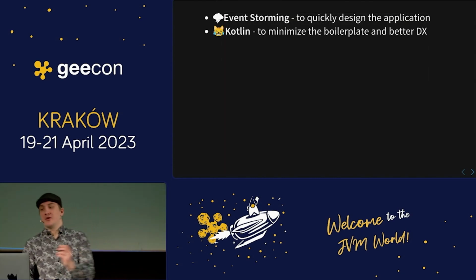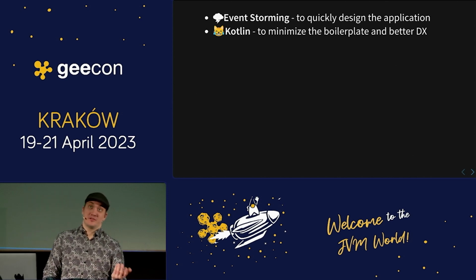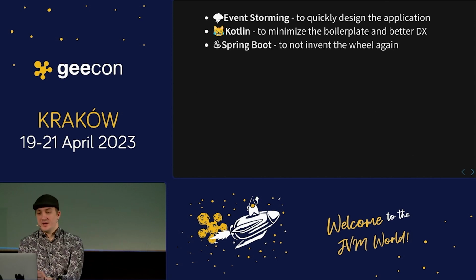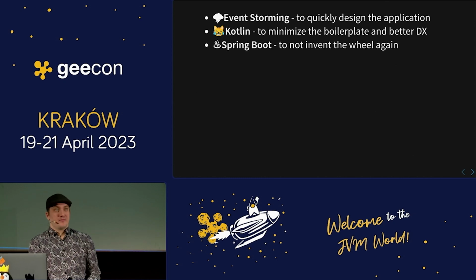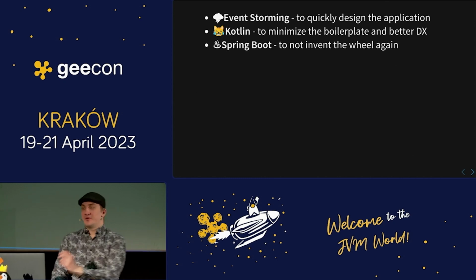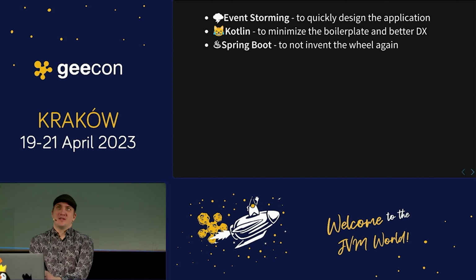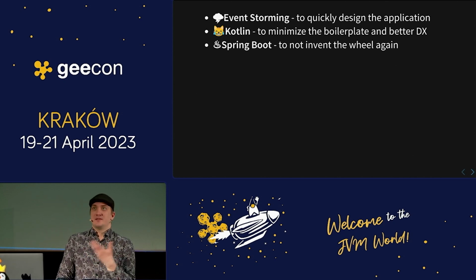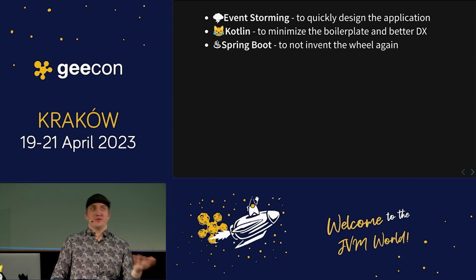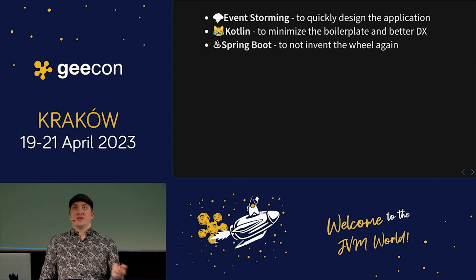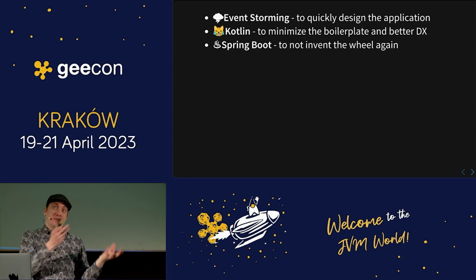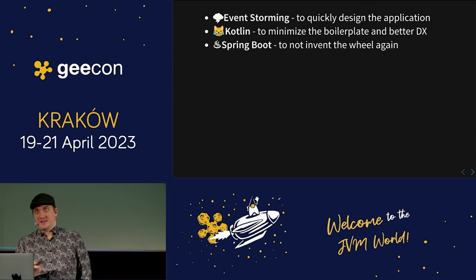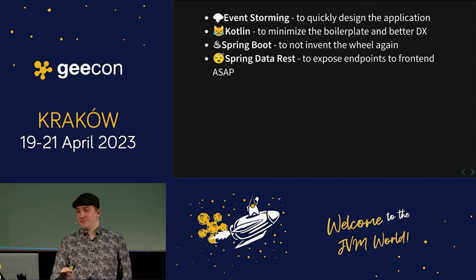We also picked Kotlin to minimize the boilerplate, for a better developer experience, and also I was familiar with this language. Of course, Spring Boot. There is some code with Spring, of course, because I just didn't want to invent the wheel again. When there is something easy in Spring Boot, you just want to use it and not try to redo it. You can always drop the framework later if you want, because the code was using correct practices.